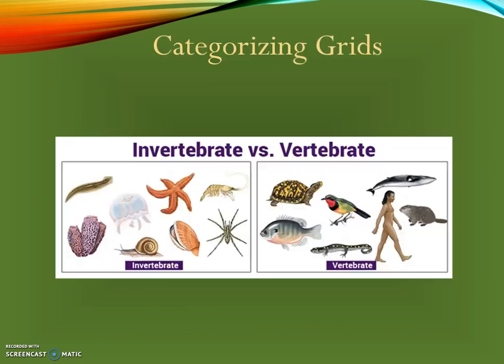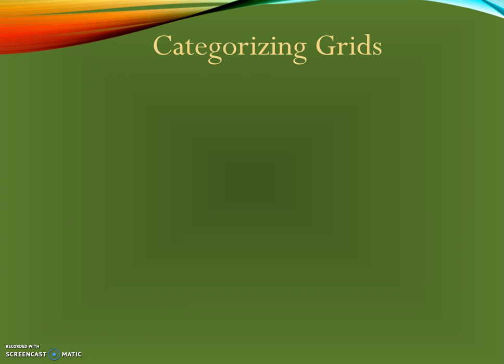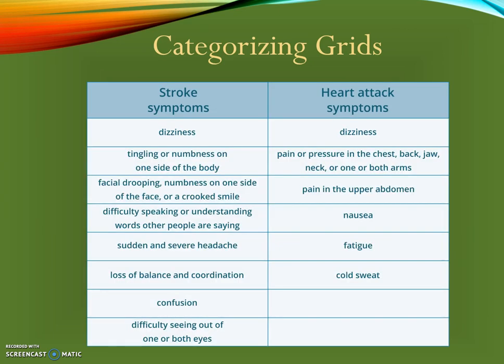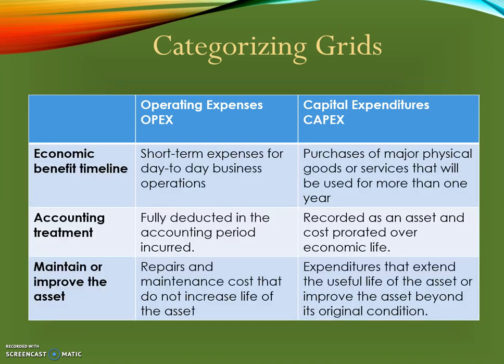Here are some examples. In biology, the grid can differentiate between vertebrates and invertebrates. In life sciences, the grid can correlate symptoms with types of medical conditions. Finally, in accounting, the grid can be used to distinguish between operating and capital expenditures.